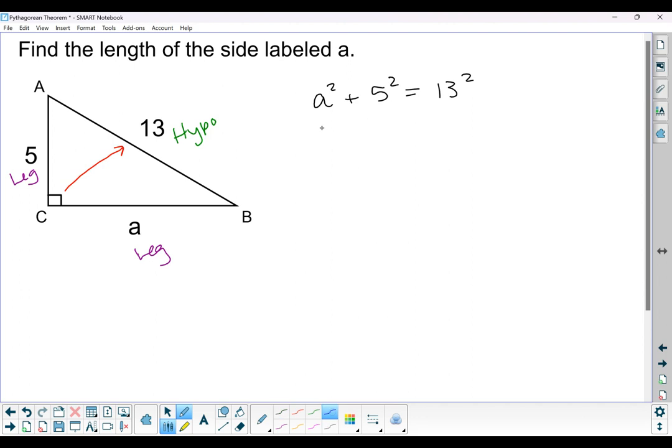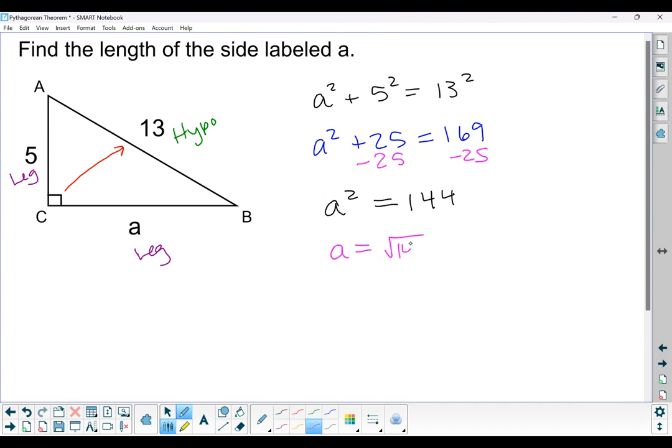So either be careful when you're subtracting, or you can square out those numbers if you want. I'm going to square them out this time. So we're going to subtract the 25. So we get a squared is equal to 144. And so when we square root, we get that a is equal to 12.